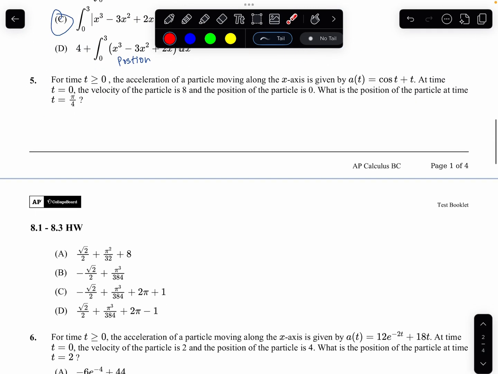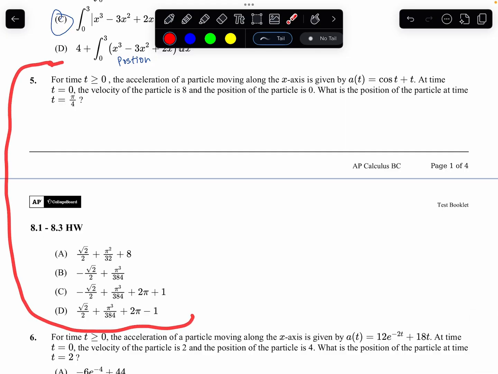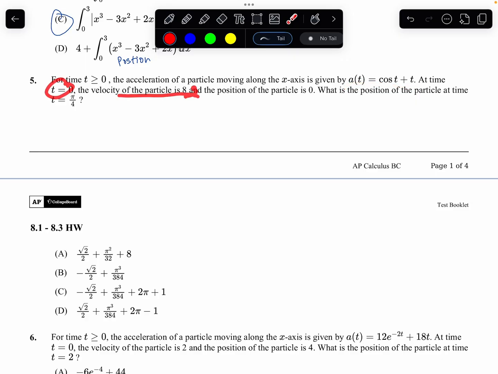Alright, so for 5, it's got one of those lovely ones where it jumps to the other page, so that's fun. For time t greater than or equal to 0, the acceleration of the particle moving along the x-axis is given here. At time t equals 0, the velocity of the particle is 8, and the position of the particle is 0. What is the position of the particle at t equals pi/4? So I think we did this one in the notes. If you guys want to refer back to notes, I think we did one almost exactly like this. But this is going to be a two-step thing, because all we have is acceleration, and we're trying to find the position. So we're going to have to go 2 layers back.